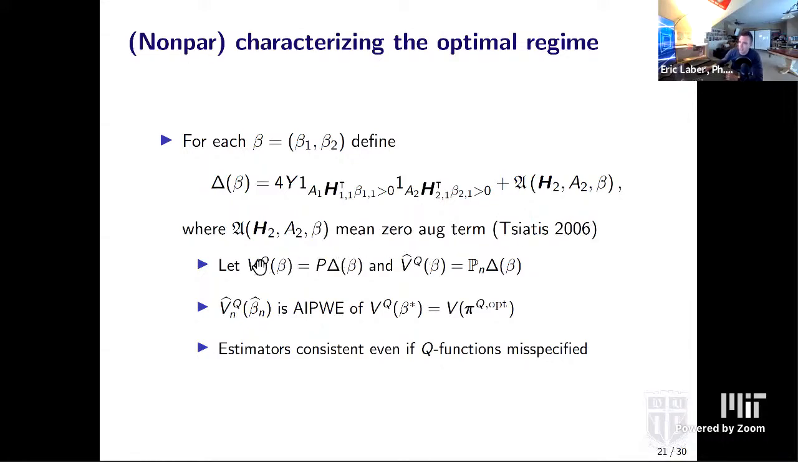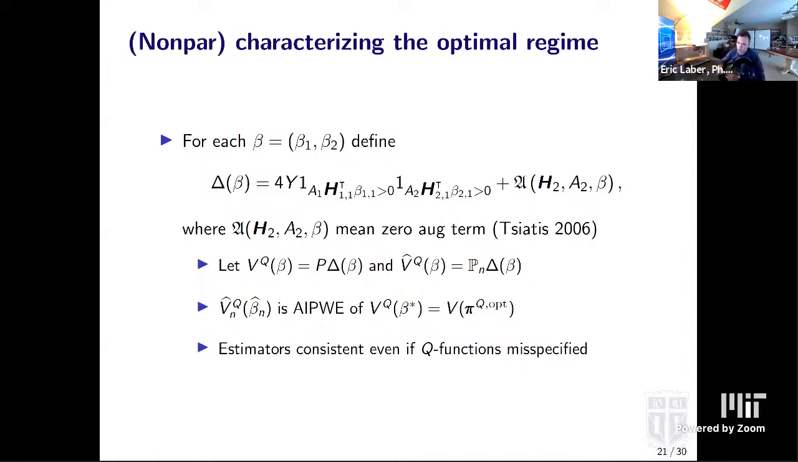But the idea is that the value under the Q function can be written as the expectation of this delta term. For any policy indexed by beta, so beta indexes a Q which gives you the policy, there's a one-to-one correspondence. The value is the expectation of this function delta, and V hat is just the empirical expectation of this delta. If you estimate beta and plug that in, then you get back the AIPW. So V hat with the estimated coefficients is the augmented inverse probability weighted estimator of the value of beta star, which is the best you can do in terms of these Q functions.